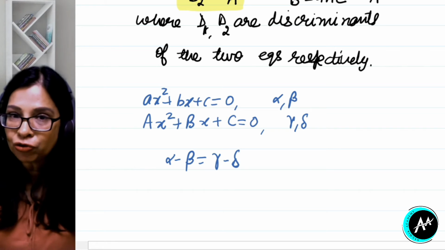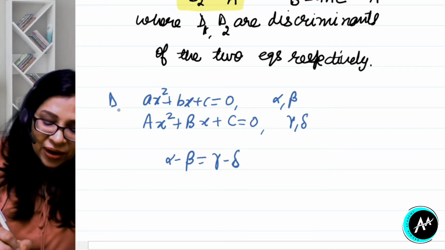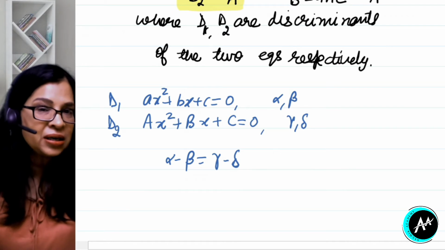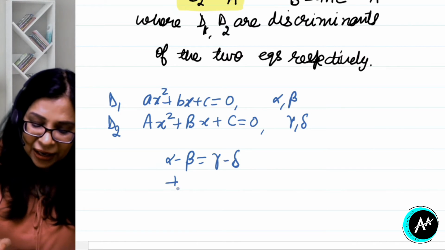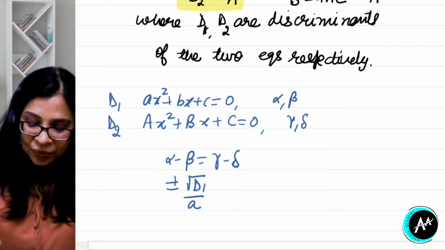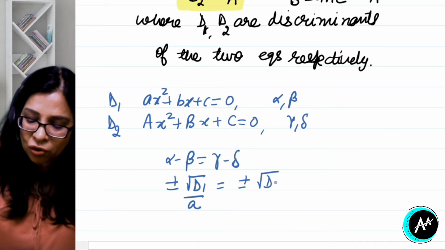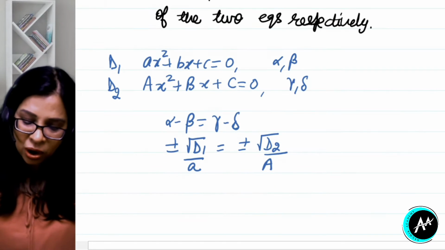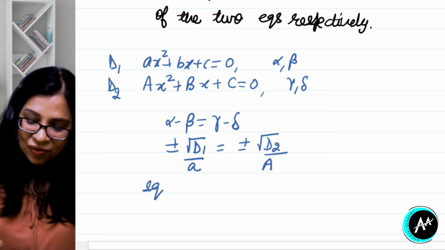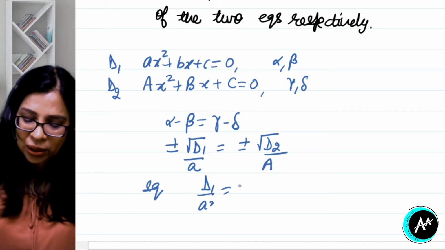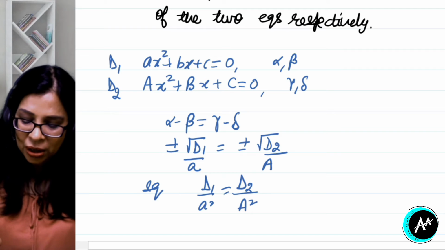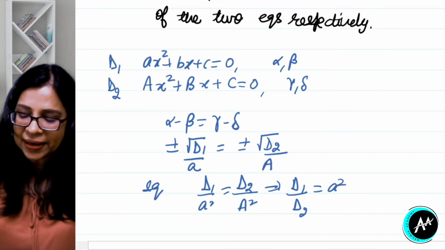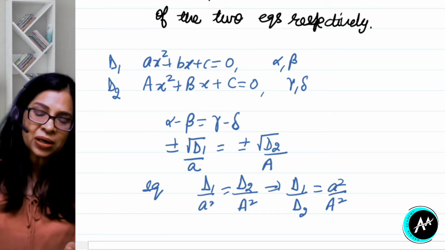You remember we have done the formula for difference of roots. So discriminant d1 is the discriminant of the first equation and d2 is the discriminant of the second equation. So I get plus minus under root of d1 upon a is equal to plus minus under root of d2 upon capital A. This was the formula, plus minus under root of d upon a. Now what we can do is squaring. So I will have d1 upon a square is equal to d2 upon capital A square. So you can see this gives us d1 upon d2 is equal to small a square upon capital A square. Okay, so that is how we get this result.